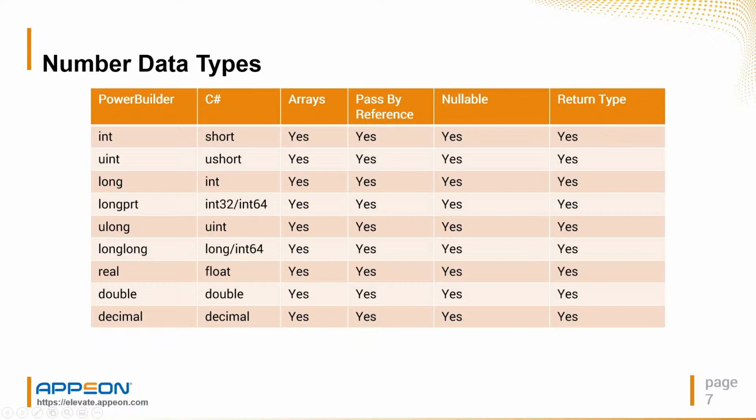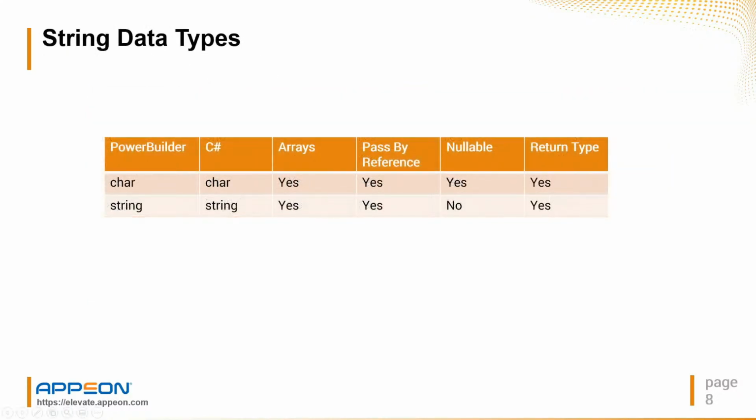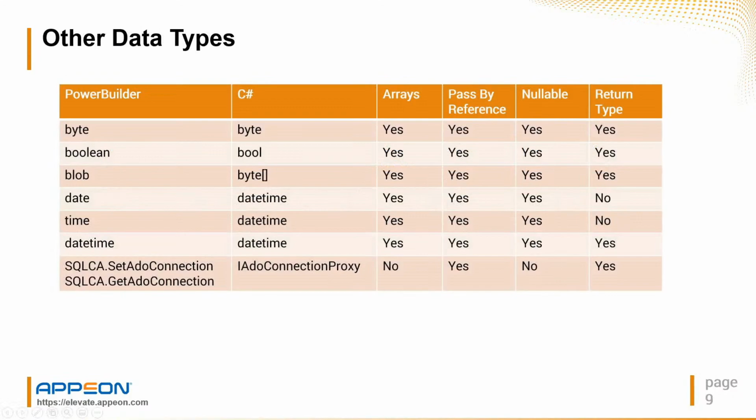Some of the stuff is directly equivalent. Doubles are the same, decimals are the same. There's string types, the char and the string are pretty much the same. Then there are bytes, booleans are the same. Blob in PowerBuilder becomes a byte array in C#. And then C# only has a date-time data type. It doesn't have separate date and time data types. So if you have a date, a time, or a date time in PowerBuilder, it will be a date time in C#.